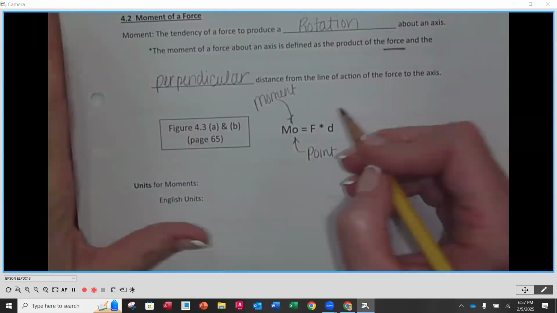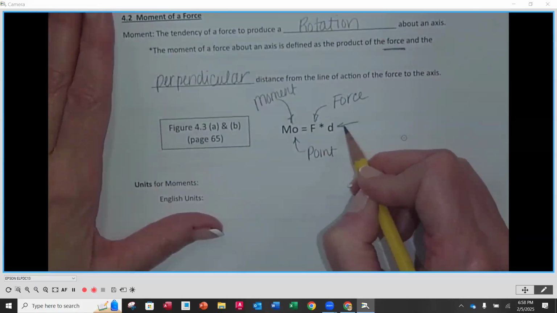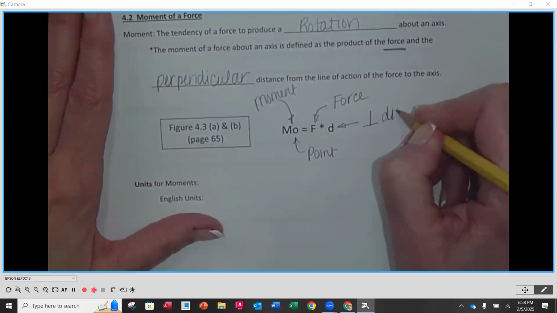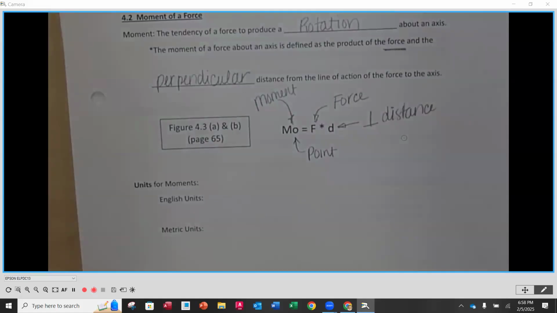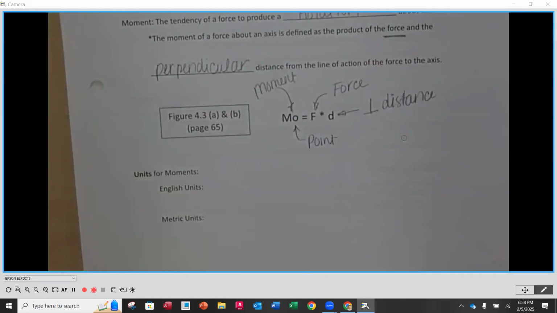And then to calculate a moment, F is going to be the force that we're applying. And D is going to be the perpendicular distance. I'm putting the perpendicular sign here. Okay. So that'll make more sense when we start doing some more problems. So again, a moment has a tendency to cause a rotation about an axis or a point. And to calculate it, the product is going to be force times the perpendicular distance. Okay. Now, when we look at moment, we're going to be multiplying force times distance.